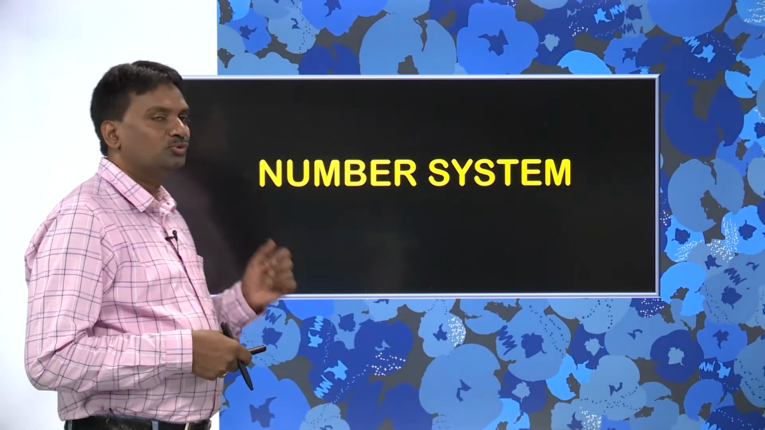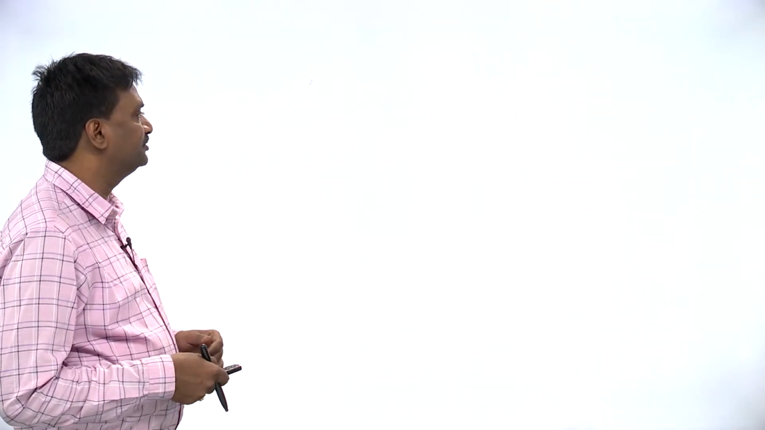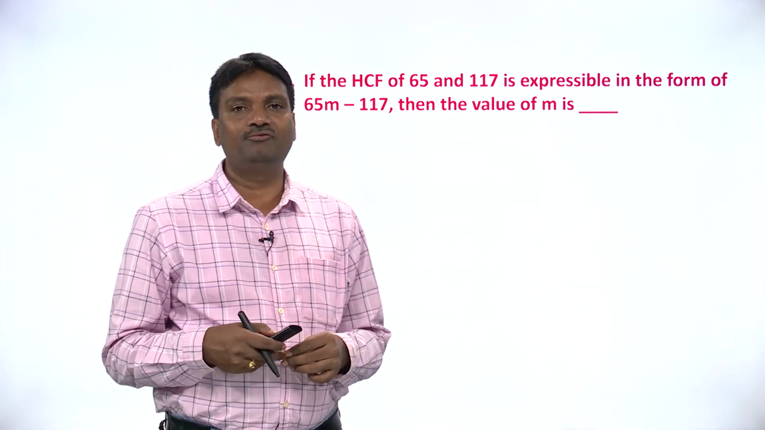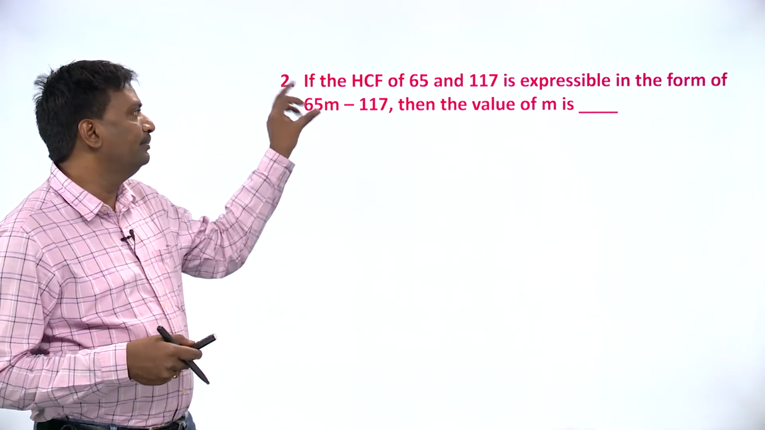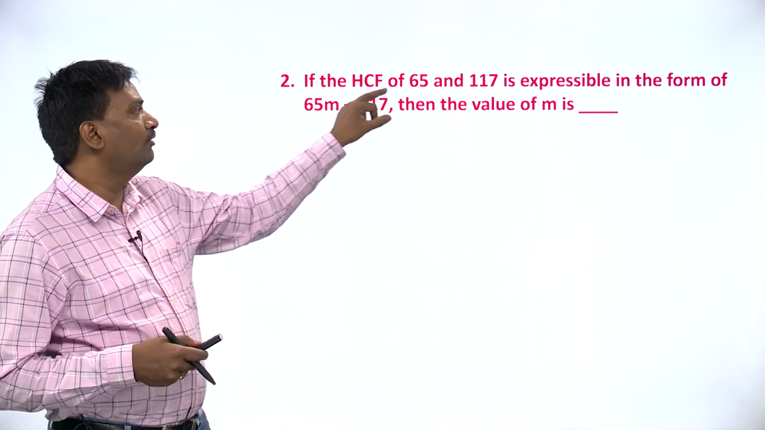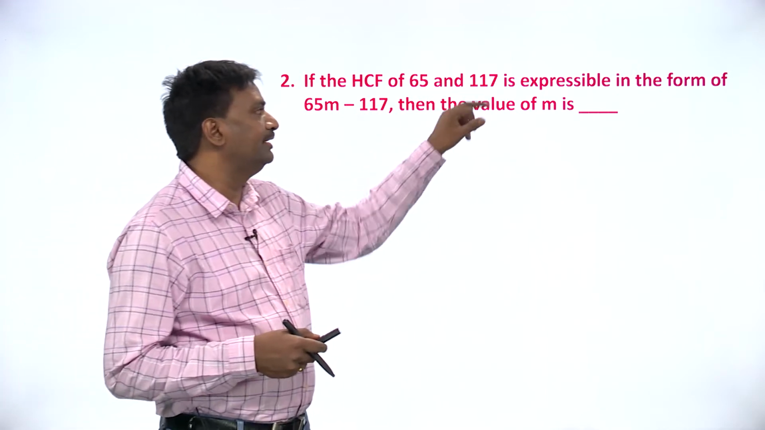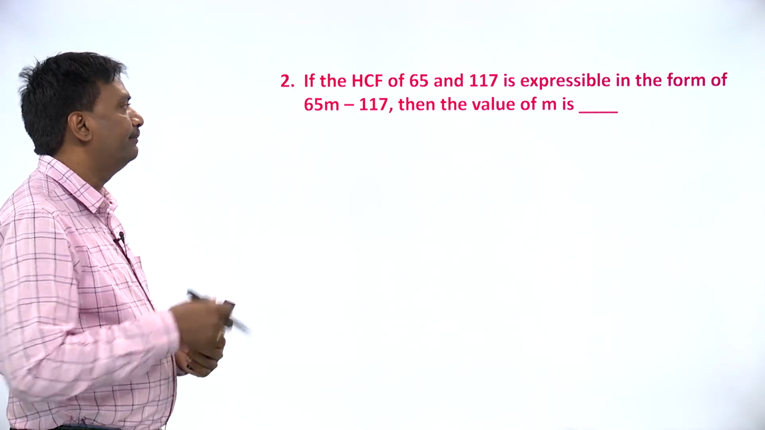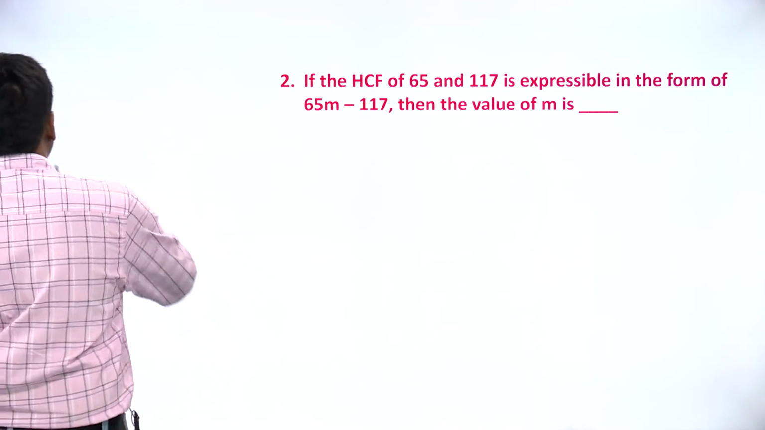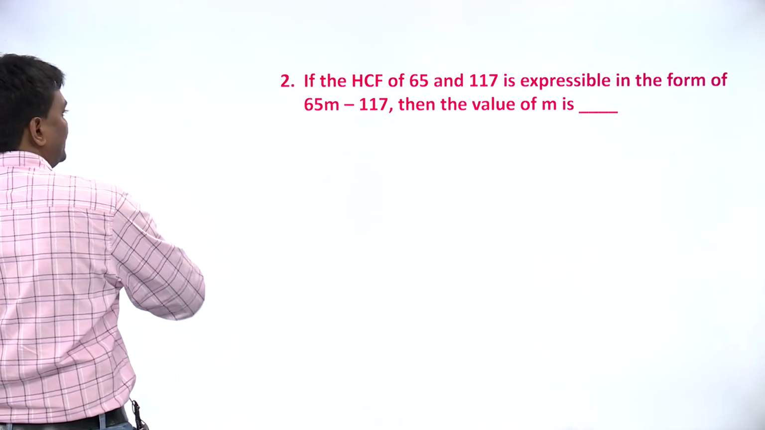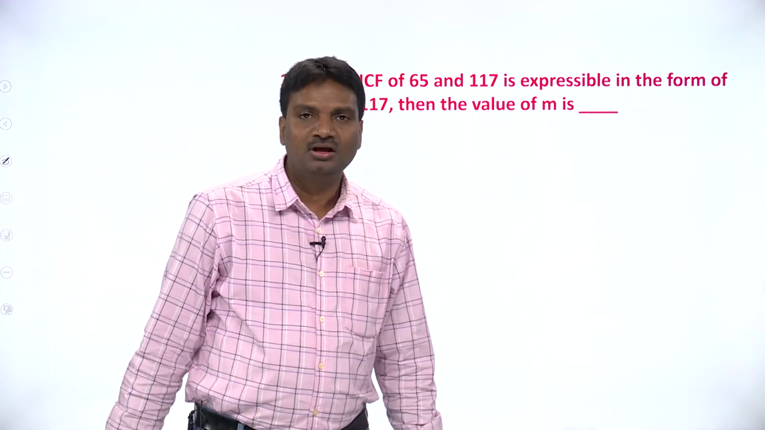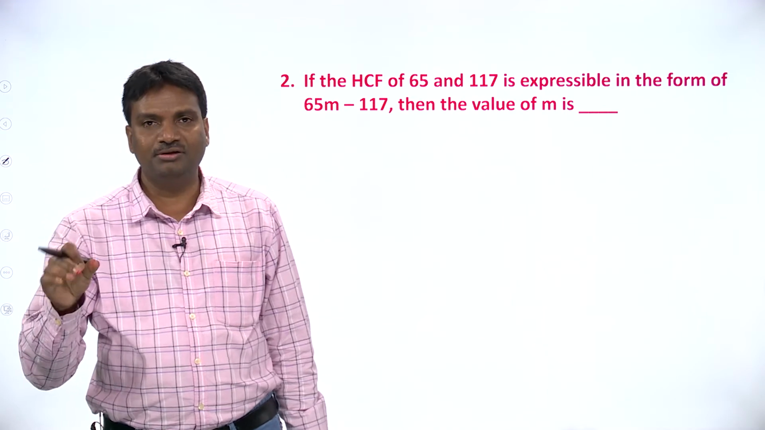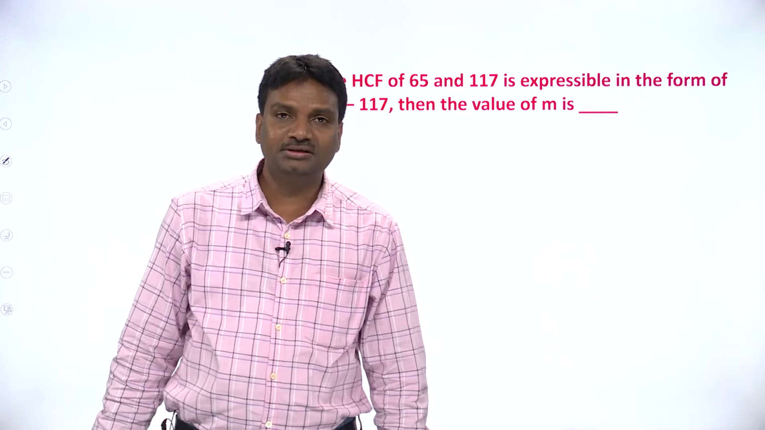Number System, this is the chapter name in mathematics. Here in integer type questions we already did one problem. Here the second problem is: the HCF of 65 and 117 is expressible in the form 65m minus 117, then the value of m is. So, we already did one problem related to LCM and HCF in integer type questions. This is the second problem.